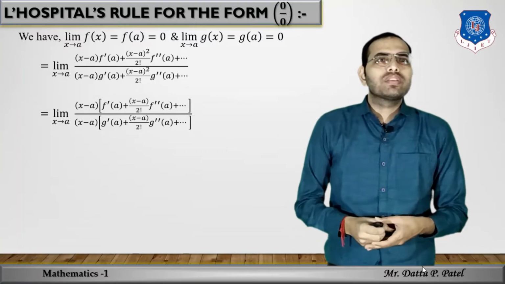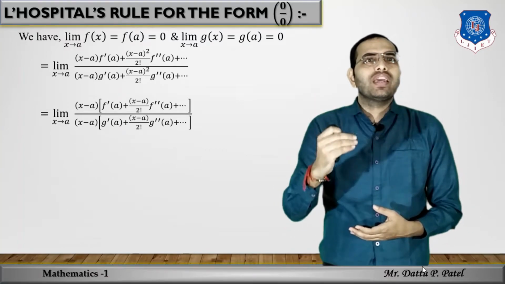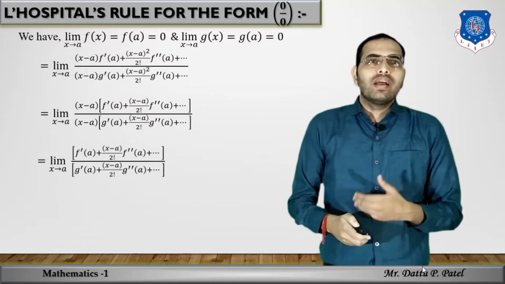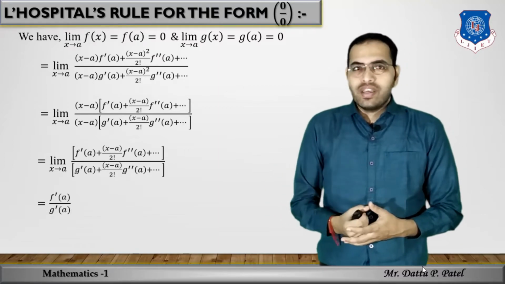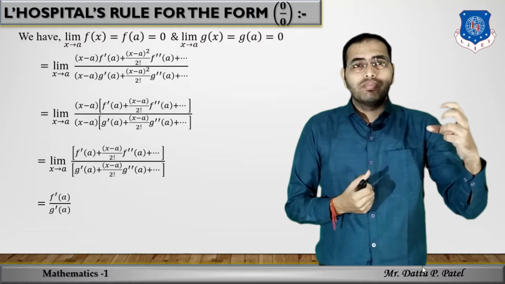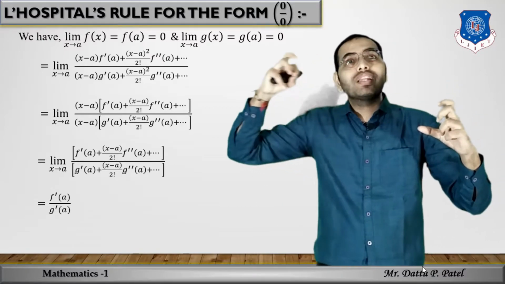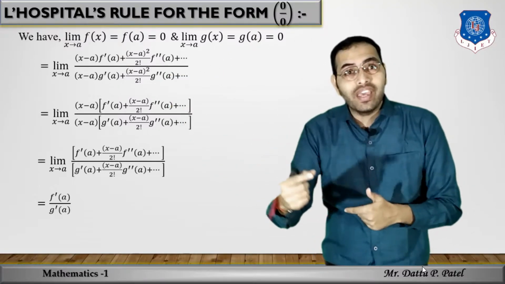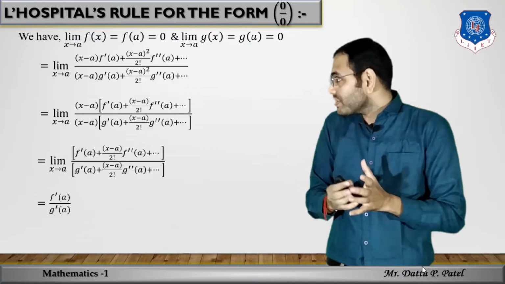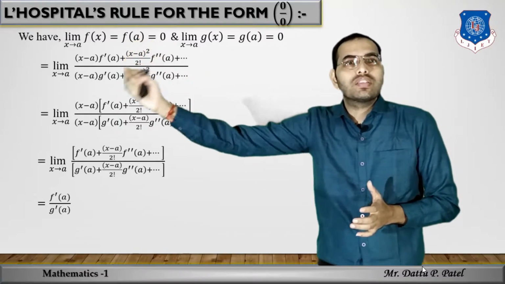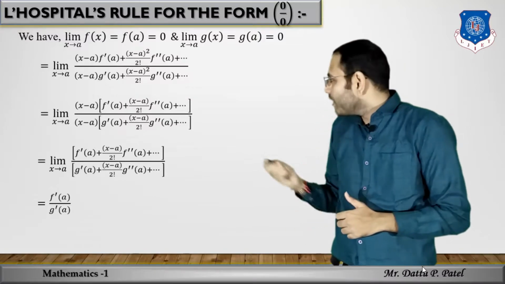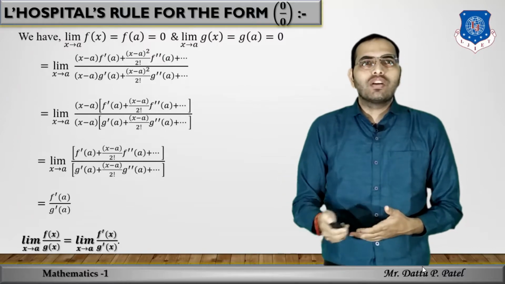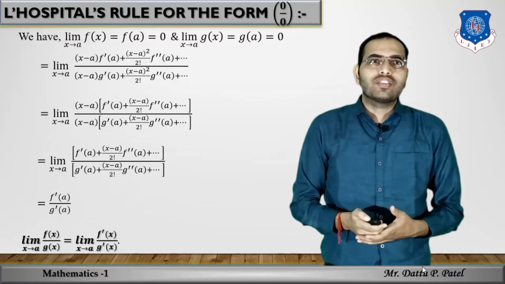Then the remaining term becomes limit x tends to a, f dash of a plus (x minus a) by 2 factorial f double dash of a, and so on. Now applying the limit x tends to a, except the first term in the numerator and denominator portion, all the remaining terms have a factor x minus a. Then replace x as a, and it becomes 0. Except the first term, all the remaining terms are 0. Then we get f dash of a upon g dash of a. That means limit x tends to a, f of x by g of x equals limit x tends to a, f dash of x by g dash of x.